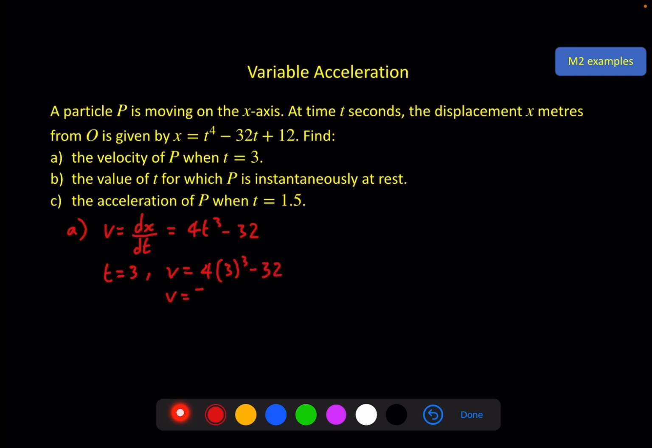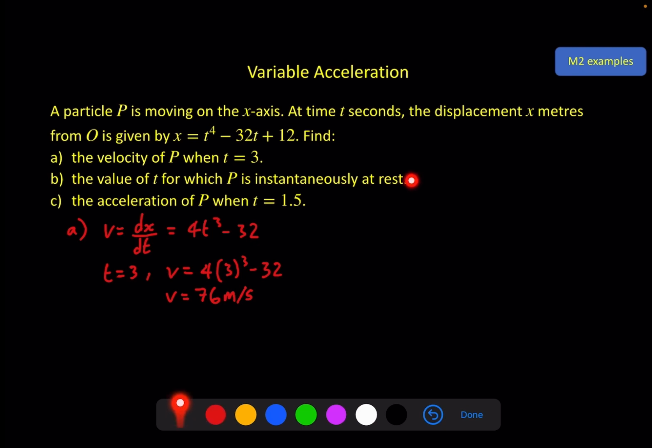And that gives me 76. I can put units on this because x is given in meters and t is given in seconds, so this is meters per second. Part B, find the value of t for which p is instantaneously at rest.